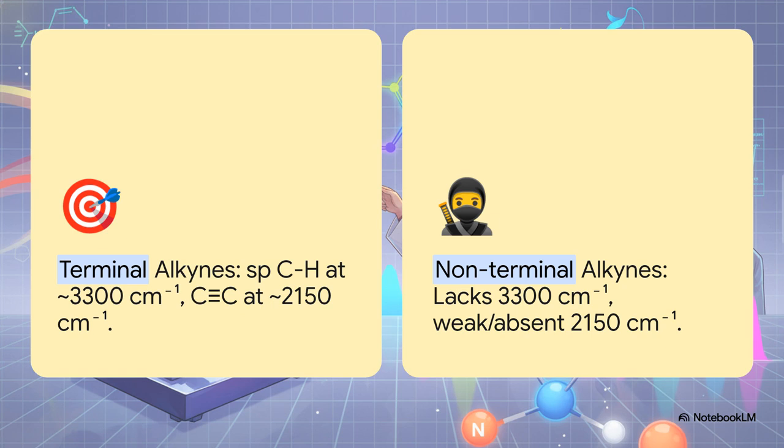But internal or non-terminal alkynes, they act like stealthy intruders. Since they're buried in the middle, they lack a hydrogen on the triple bond, so that 3300 peak completely vanishes. And because the molecule is more symmetrical, that 2150 stretch becomes super weak or even entirely absent.